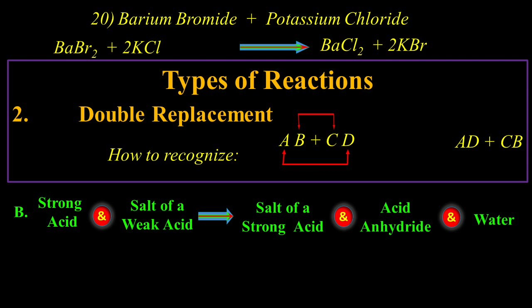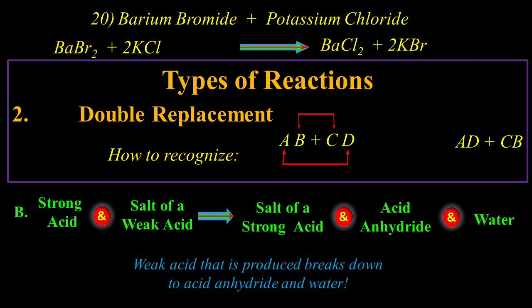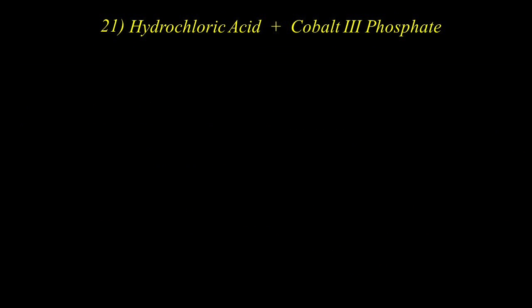acid anhydrides. And so you see that you have a strong acid plus the salt of a weak acid yields the salt of a strong acid plus the acid anhydride and water. So the weak acid that is produced breaks down to an acid anhydride and water. So what better way to explain this than to show you a particular example. Now just be careful. The states of matter are not really important yet.